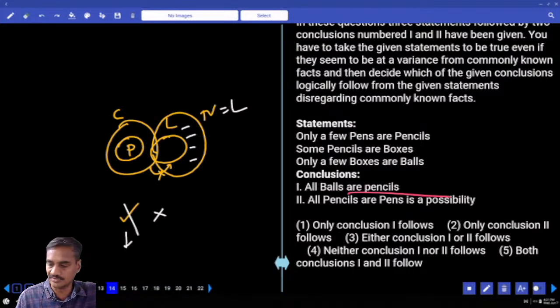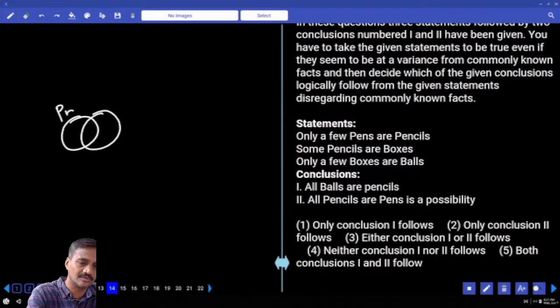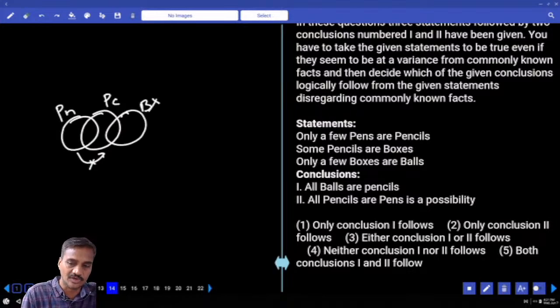The next one, 14. Now in this 14, only a few pens are pencils. Only some of the pens are pencils, but not all. And some pencils are boxes. Now pencil and a box. And only a few boxes are balls. Only some of the boxes are balls, but not all.